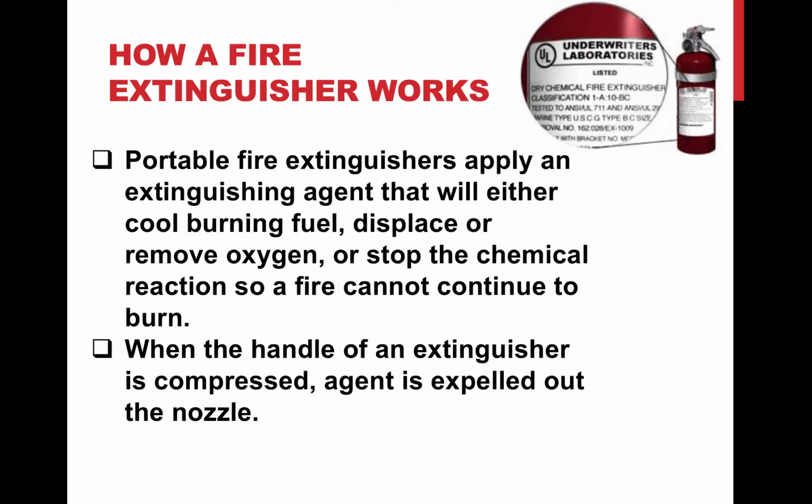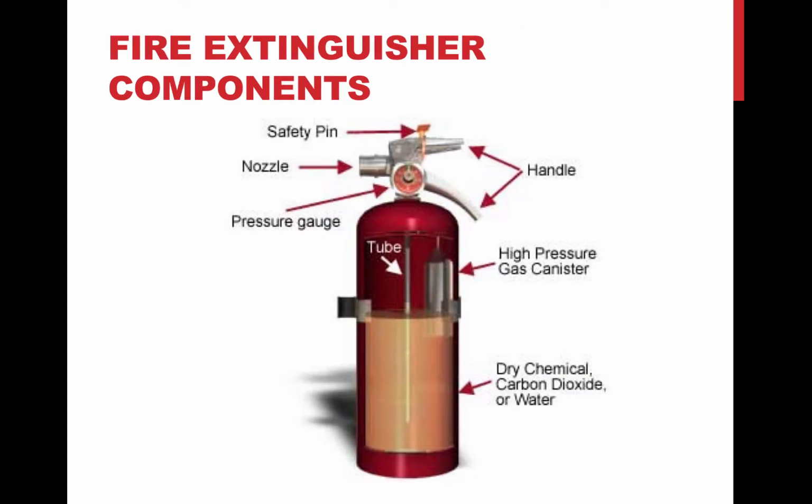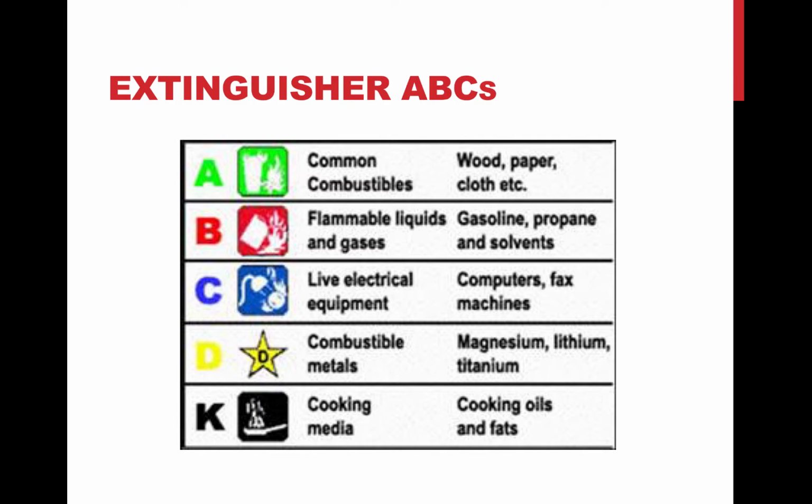A fire extinguisher applies an extinguishing agent that will either cool the burning fuel, displace or remove oxygen, or stop the chemical reaction so the fire cannot continue to burn. When the handle of an extinguisher is compressed, the agent is expelled out of the nozzle. The components include the safety pin, usually with a breakaway strap, the handle, a pressure gauge so you can check that something's in it, the nozzle, a high pressure gas canister inside, and the chemical, which would be dry chemical, carbon dioxide, or water, down at the bottom.